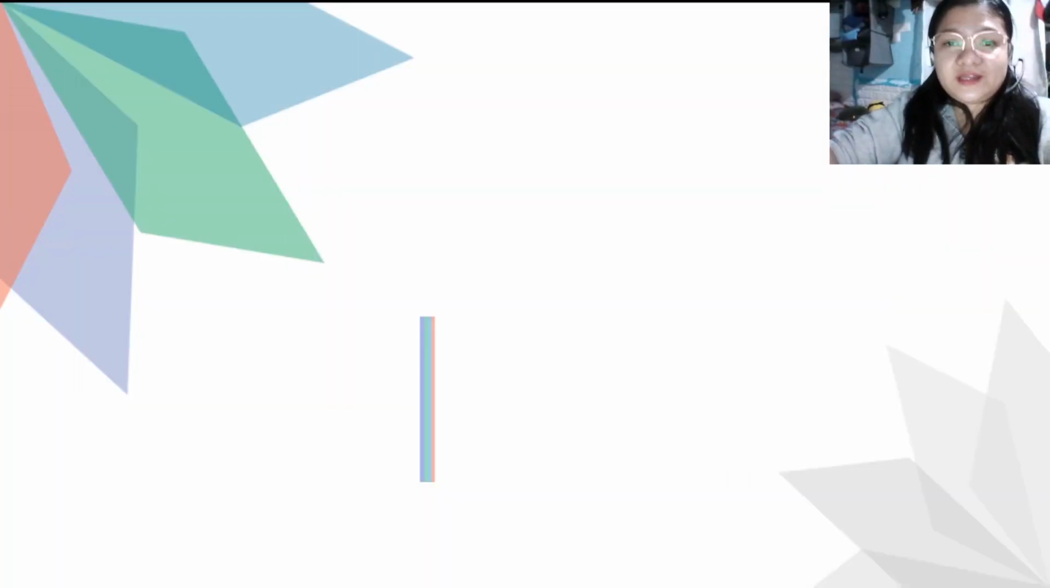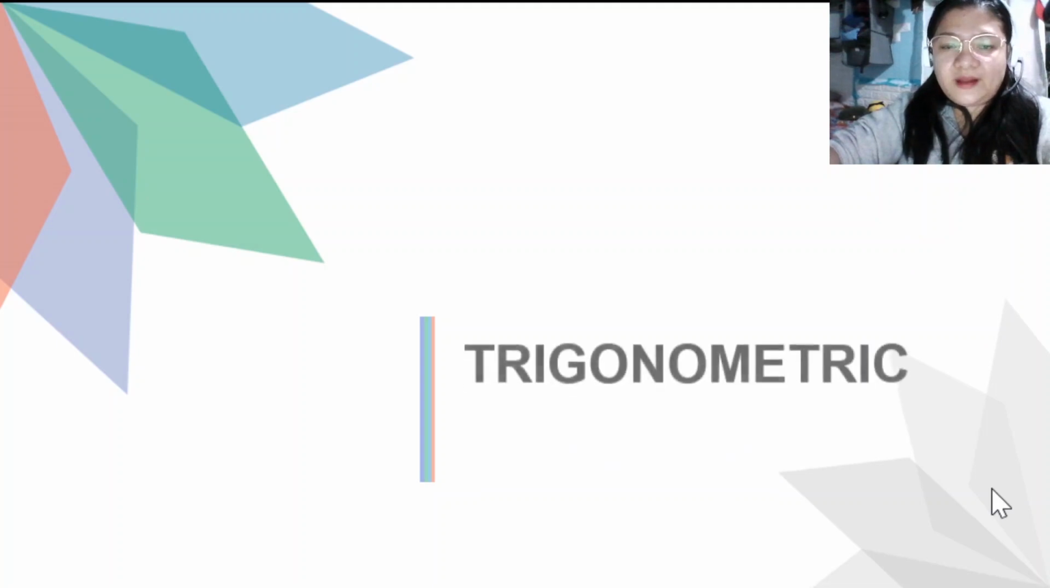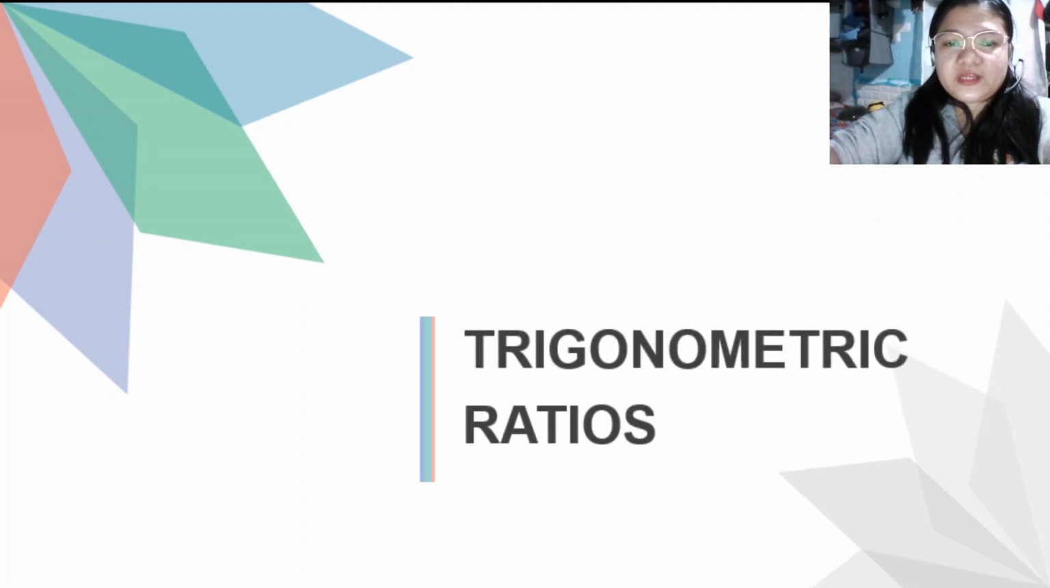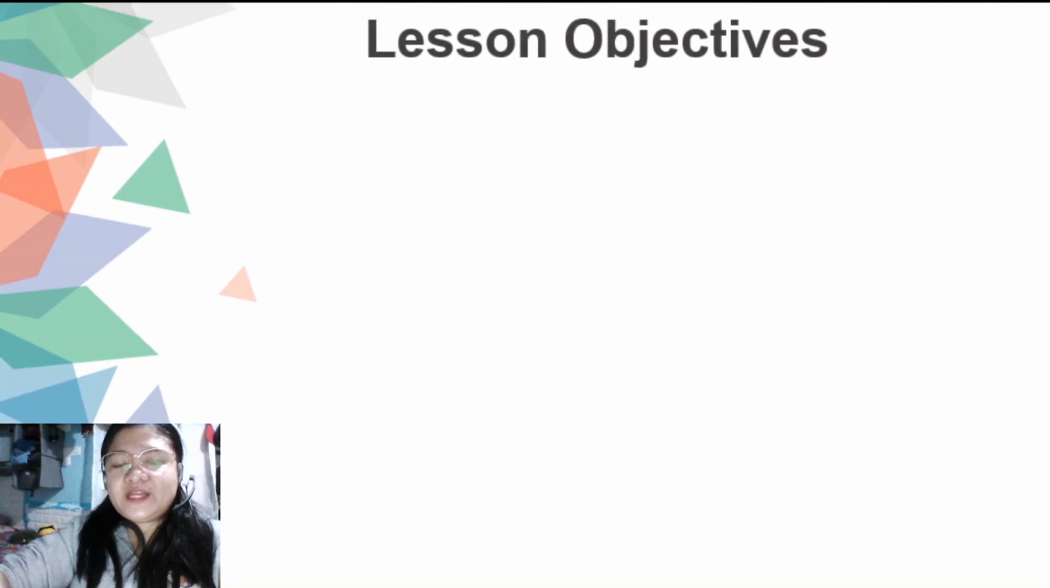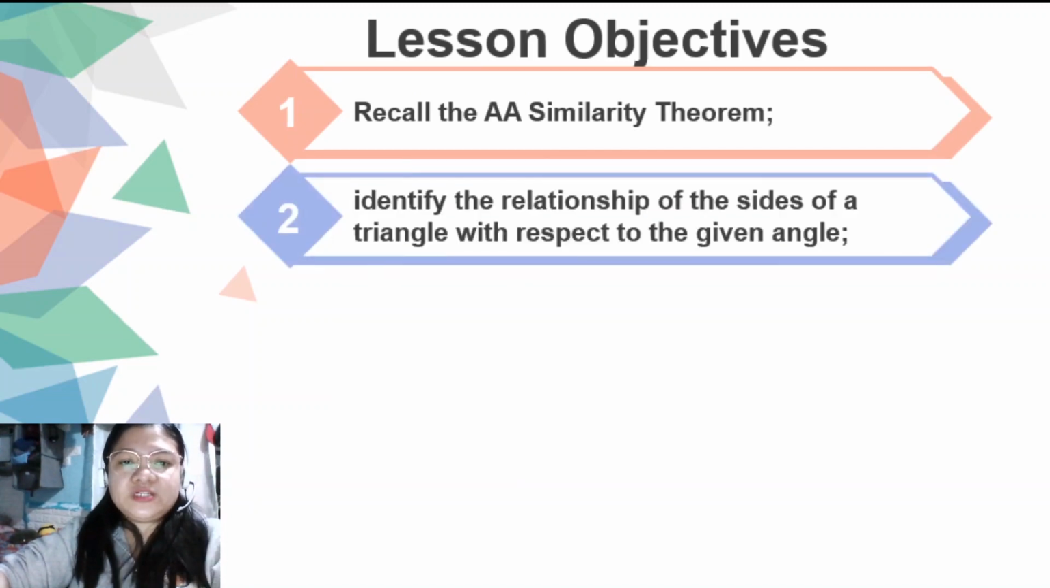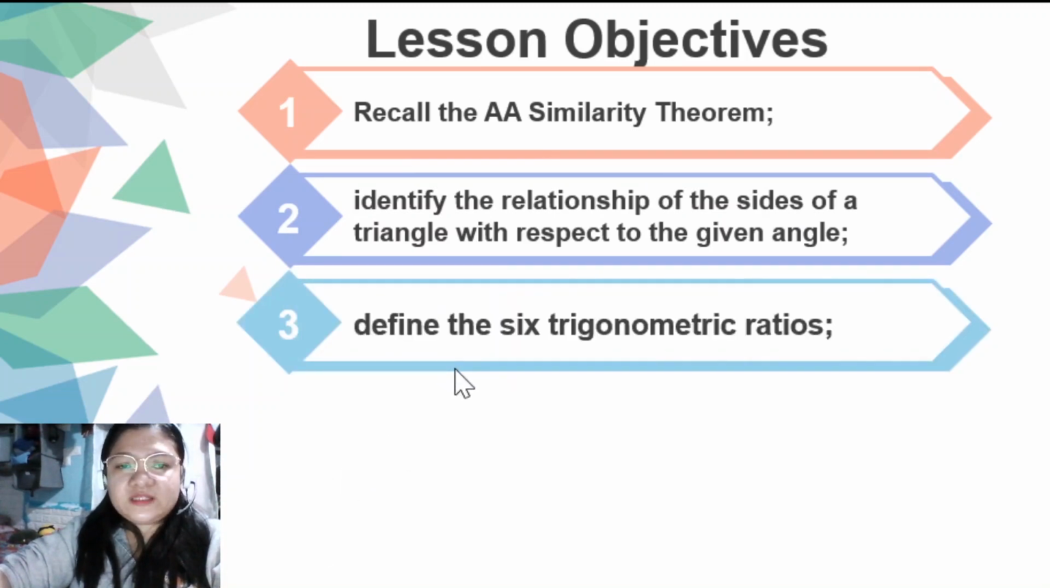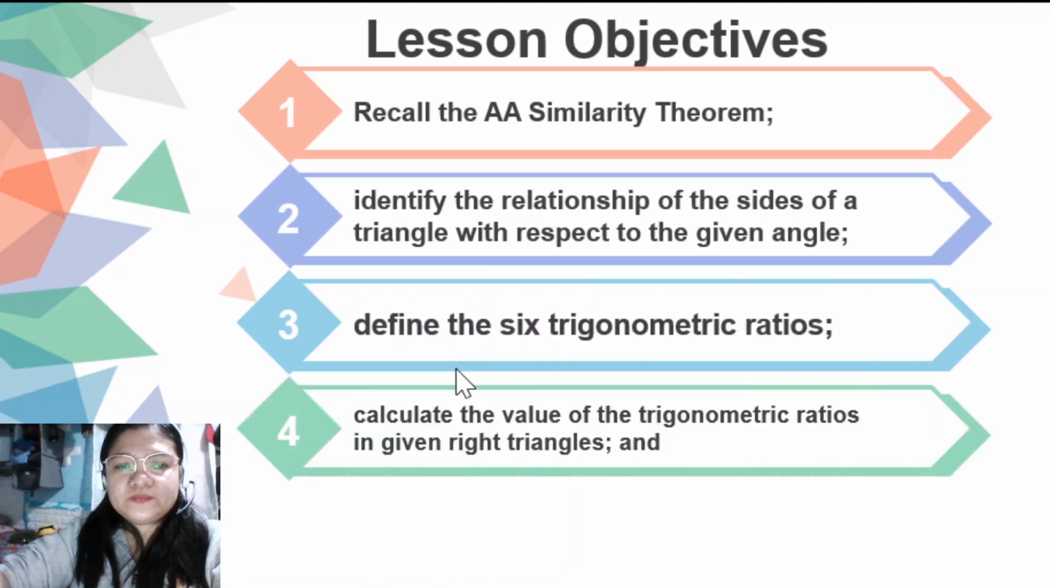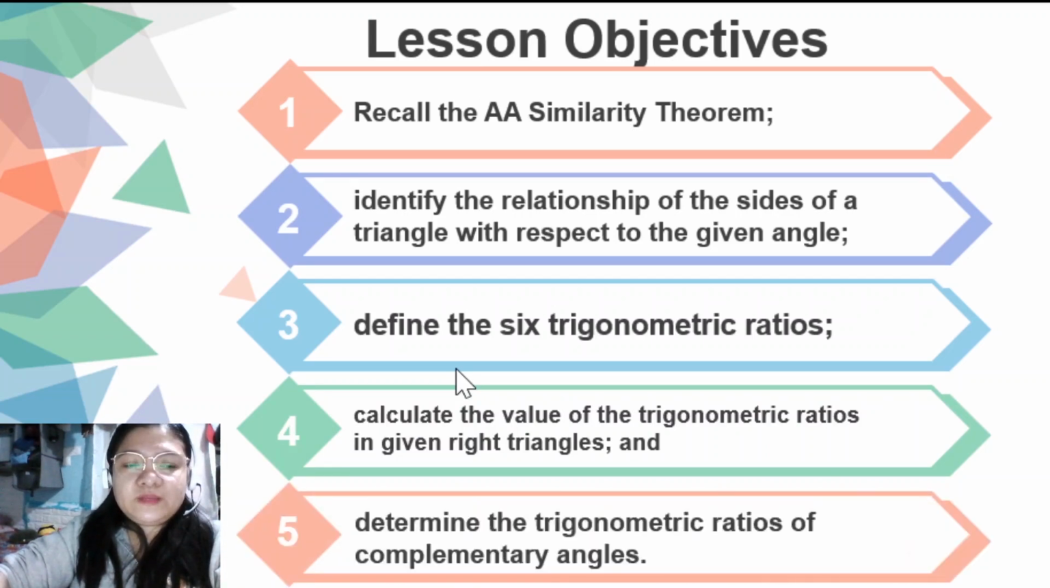For our lesson today, we will be discussing the trigonometric ratios. Our objectives for this lesson are: recall the AA similarity theorem, identify the relationship of the sides of a triangle with respect to the given angle, define the 6 trigonometric ratios, calculate the value of the trigonometric ratios in the given right triangles, and determine the trigonometric ratios of complementary angles.